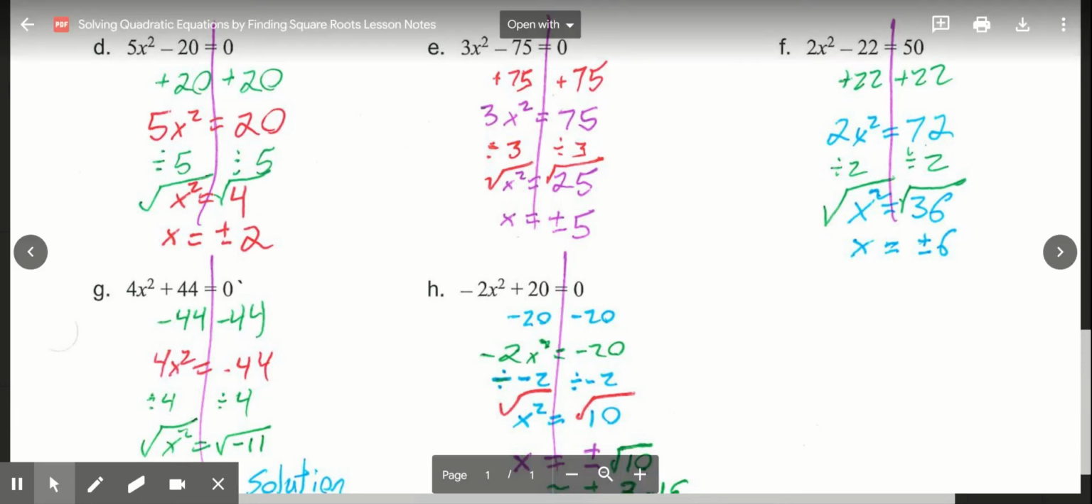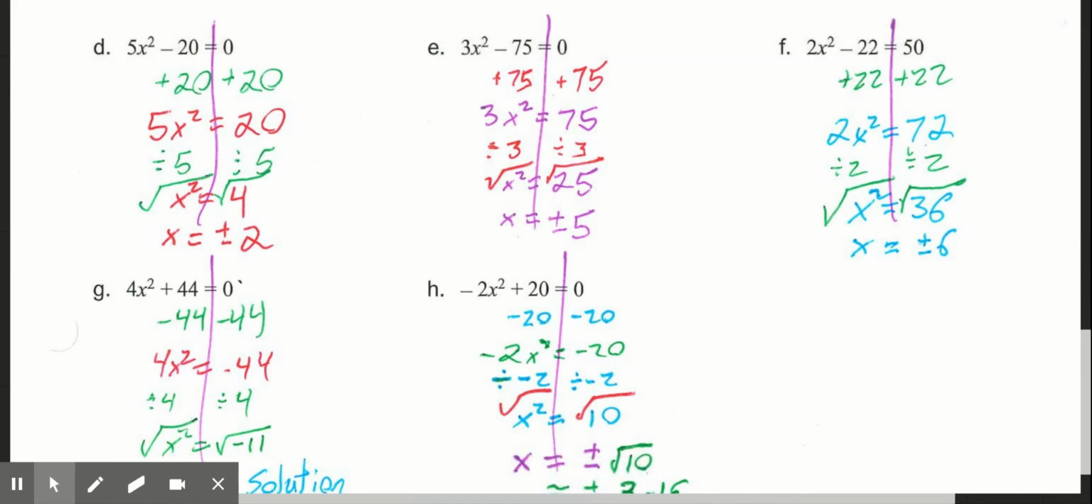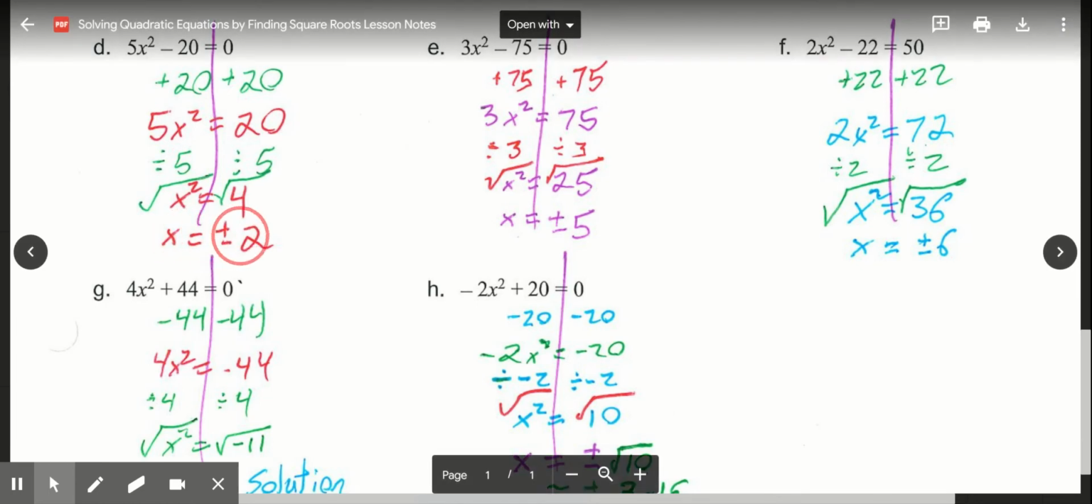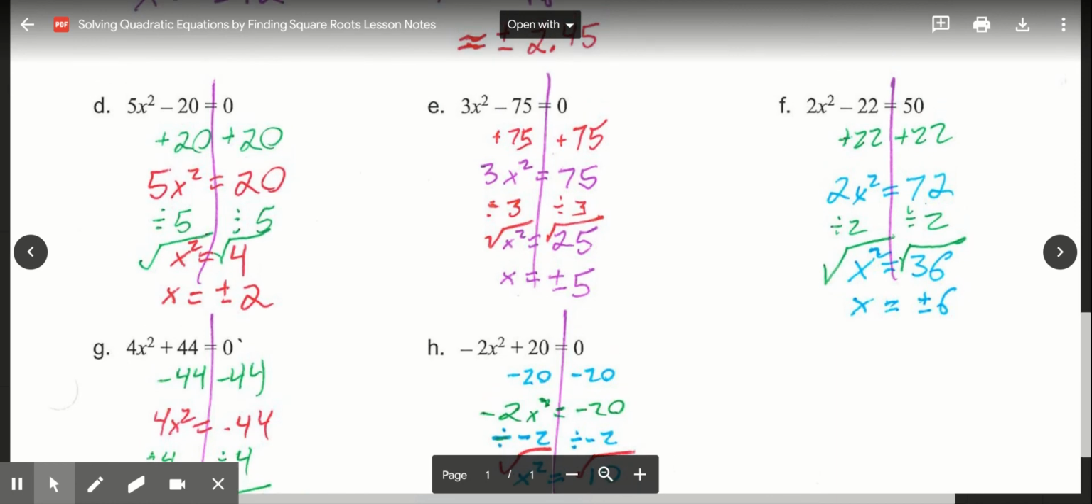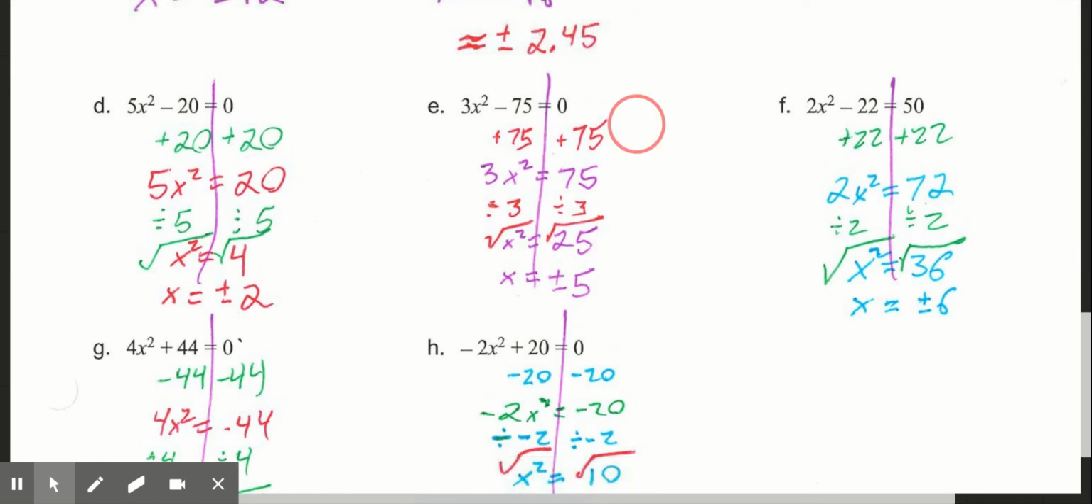Then our last step is to square root each side to get rid of the x squared. So x would equal the square root of 4, which is a positive or negative 2. So your final answer, x equals positive or negative 2. In E, we have 3x squared minus 75 equals 0. So add 75 to each side. 3x squared equals 75. Undo multiplication. Divide each side by 3. X squared equals 25. And then square root each side. X equals positive or negative 5.